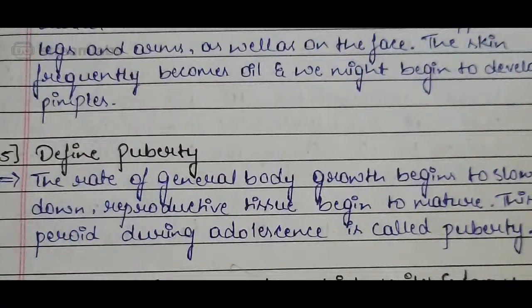What is puberty? The rate of general body growth begins to slow and reproductive organs begin to mature, and they enter from childhood to adulthood. That is known as reaching puberty.